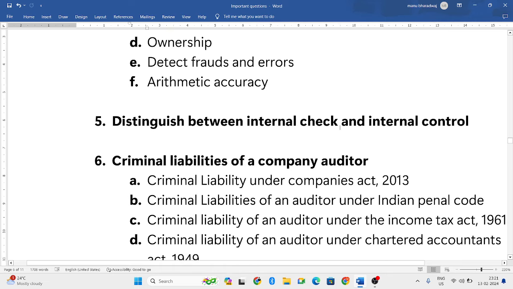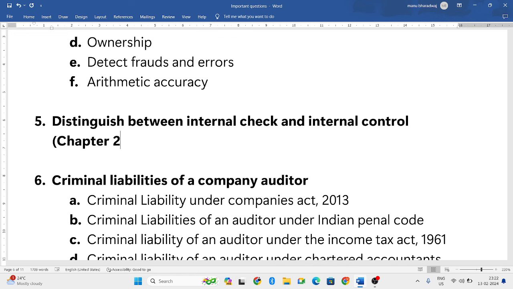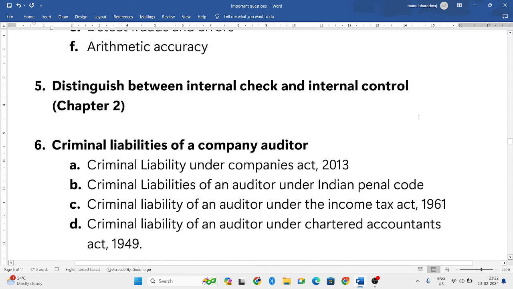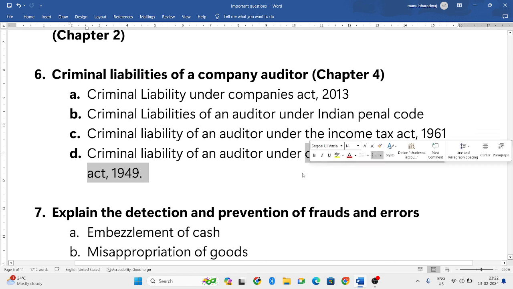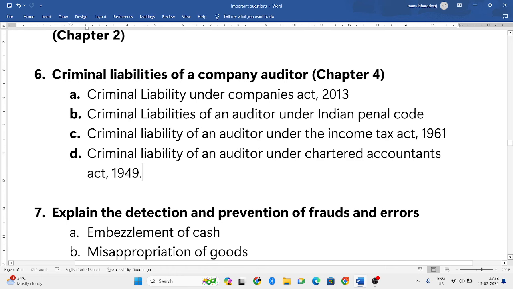Next, distinguish between internal check and internal control. I have explained this in my video. You can go through that video. This is from chapter number 2. Next, criminal liabilities of an auditor. This is from chapter number 4 if I'm not wrong. He has 4 types of criminal liabilities: criminal liability under the Companies Act of 2013, criminal liability under the Indian Penal Code IPC, then under the Income Tax Act of 1961, and under the Chartered Accountants Act of 1949. Different criminal liabilities he has. They may ask all those for section B.